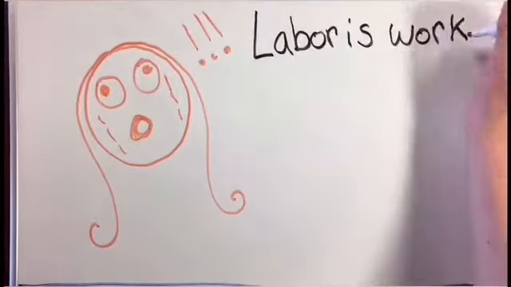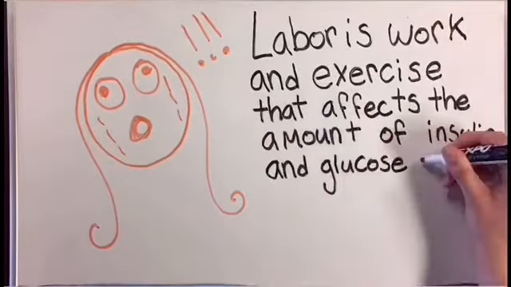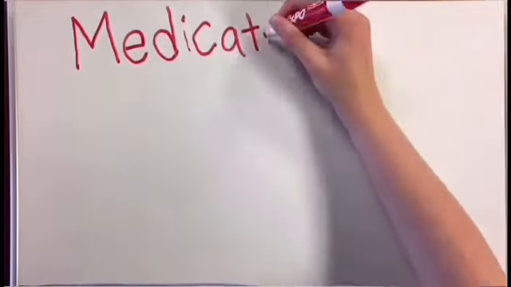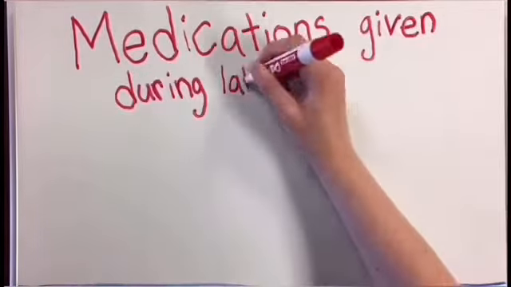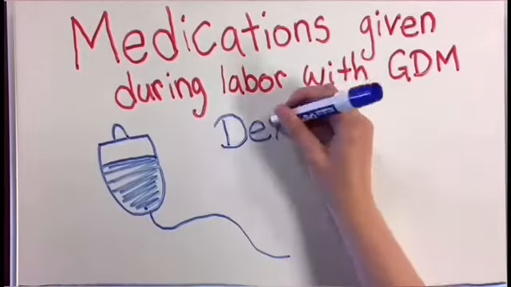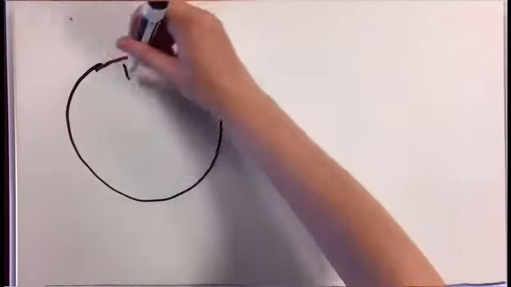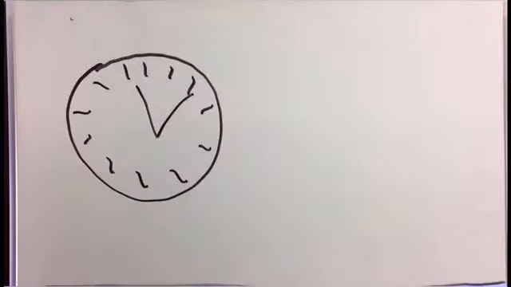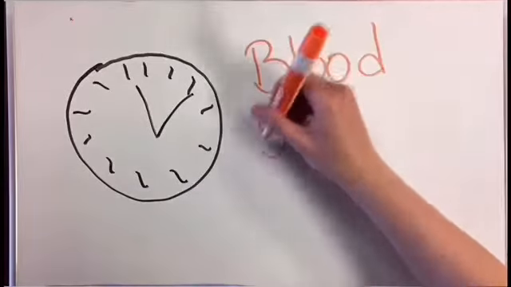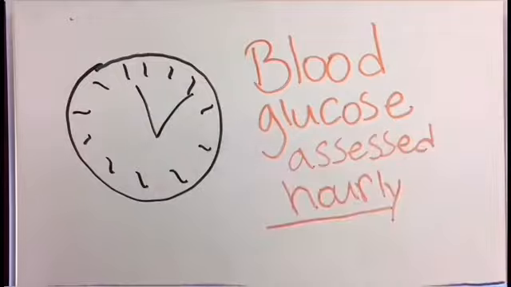Labor is work and exercise that affects the amount of insulin and glucose needed for the mother. Medications given during labor with gestational diabetes: some women receive an IV infusion of a dextrose solution plus regular insulin as needed. Blood glucose levels are assessed hourly, and the insulin dose is adjusted accordingly.